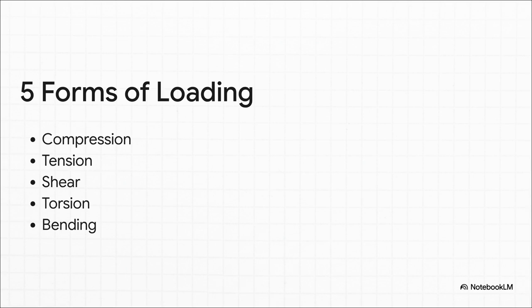You've got compression, that's basically squishing something. Then there's tension, which is pulling it apart. Shear is a little different. It's like sliding one part of the material past another. Torsion is just twisting. And bending, well, that one's pretty self-explanatory.